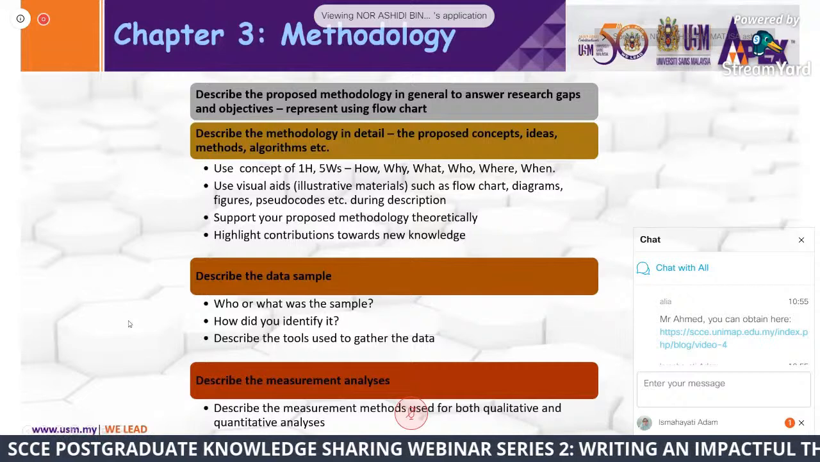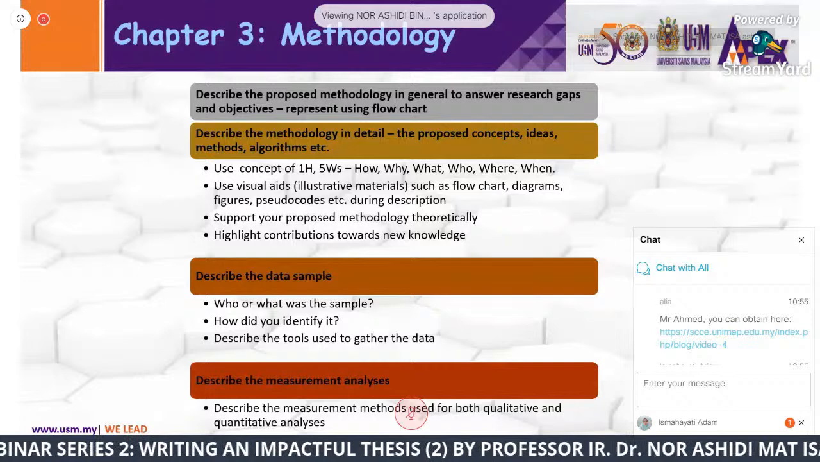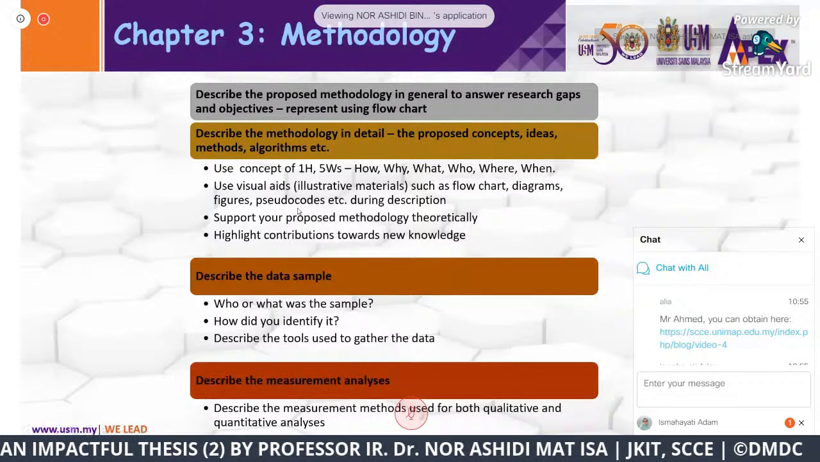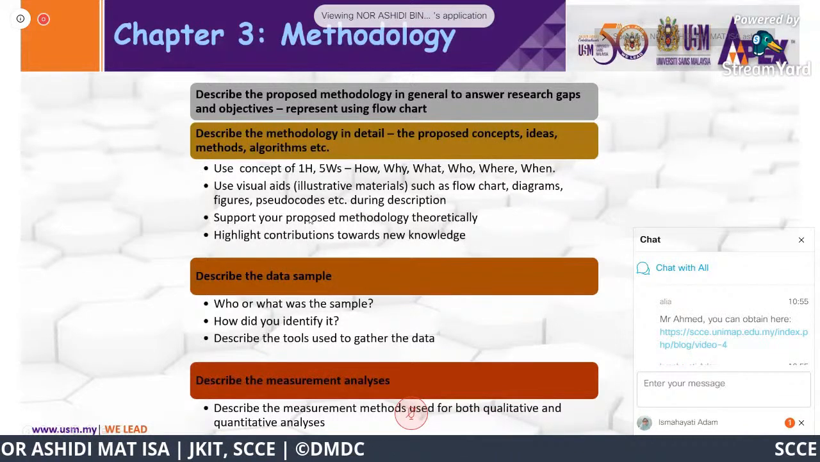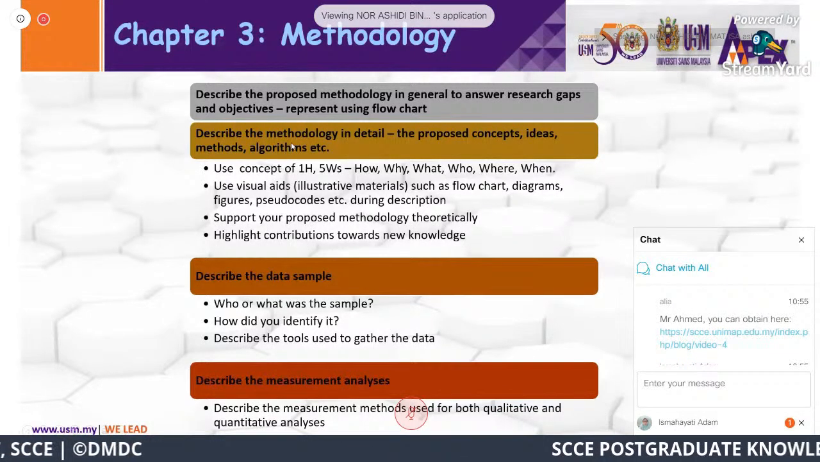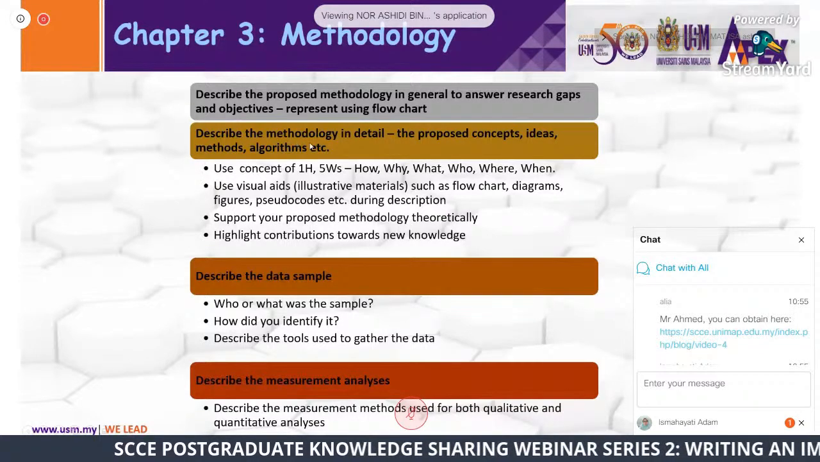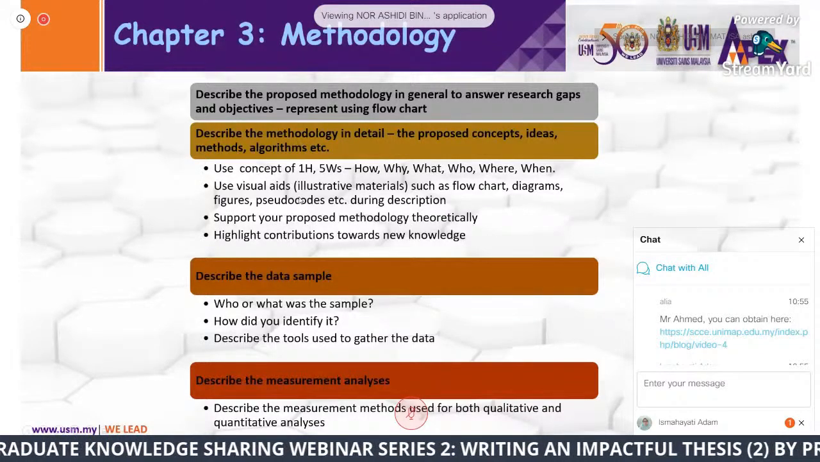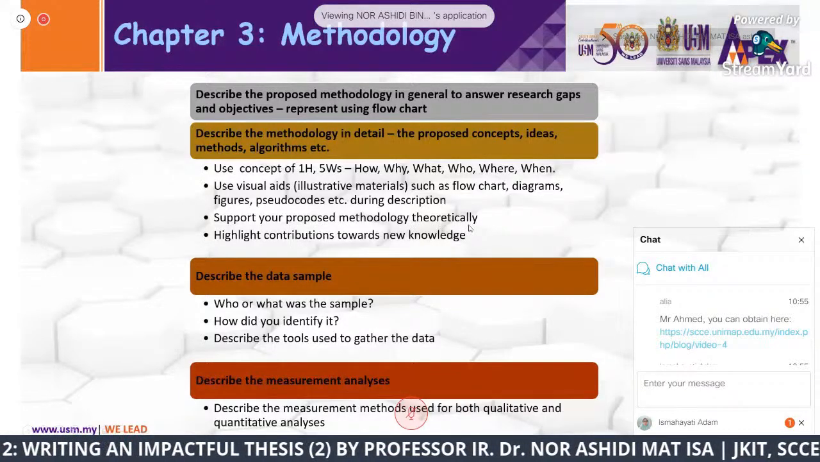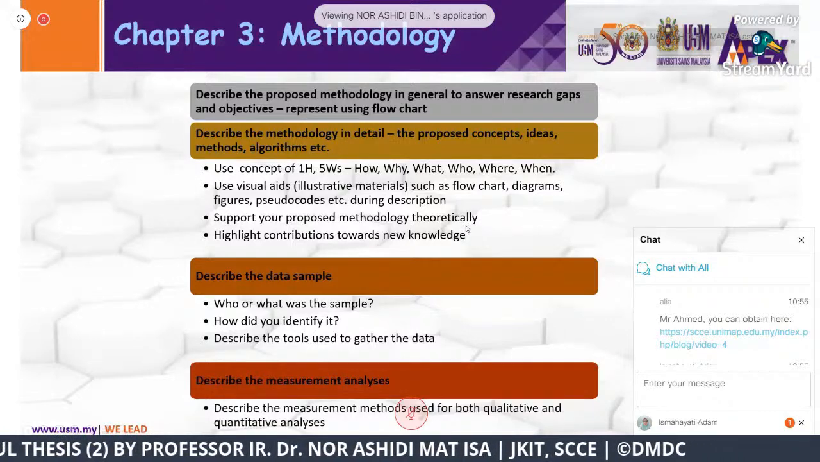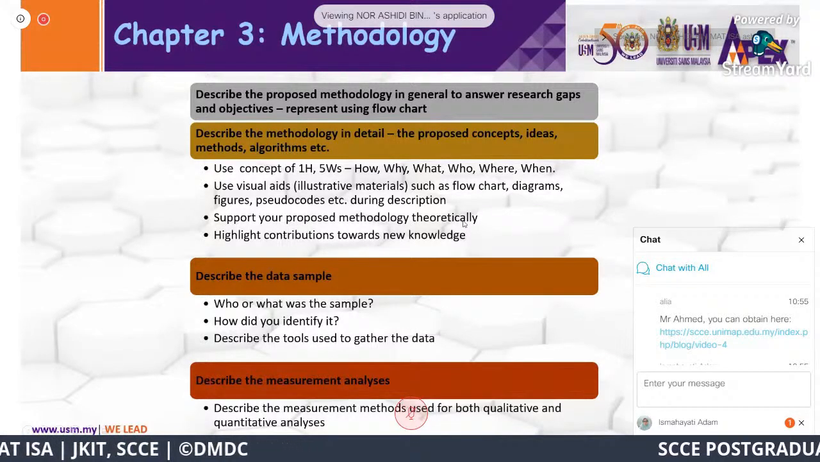We don't want to see your real source code. No need to include it. We only need your pseudocode, because from the pseudocode we know exactly the flow of your algorithm and your methodology. So we evaluate you based on that flow. And then you need to support your proposed methodology theoretically. For example, if you modified one equation, why did you modify the equation?